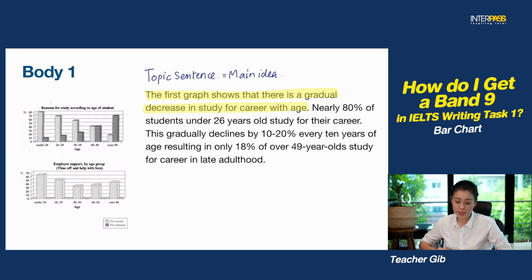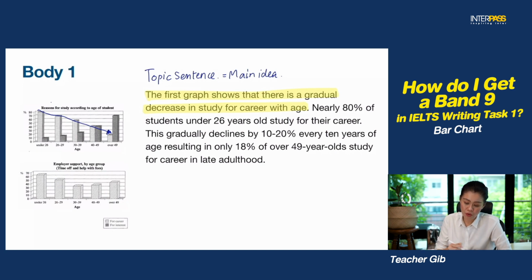Let's look at the topic sentence of the first body. The first graph shows that there is a gradual decrease in study for career with age. From this, I think we have that from this line.